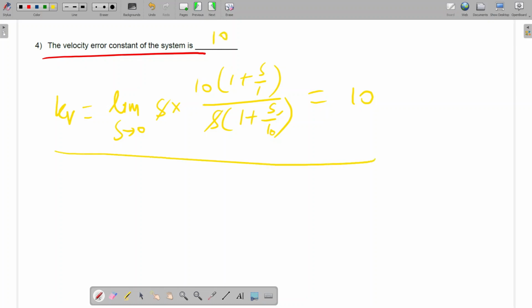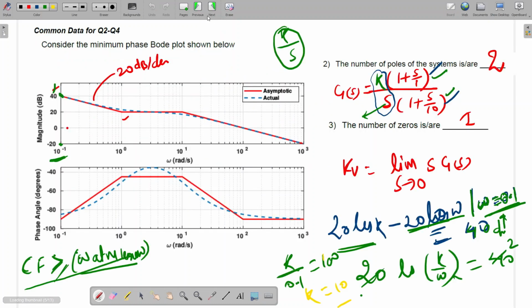Velocity constant will be 10. Another method we can see here. See, sometimes a Bode plot will be given. If you draw the projection for this line, that will cross 10 to the power 1. Correct?